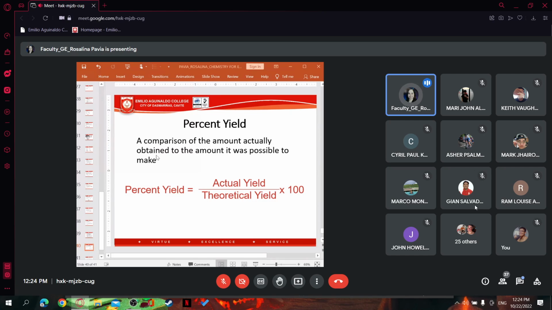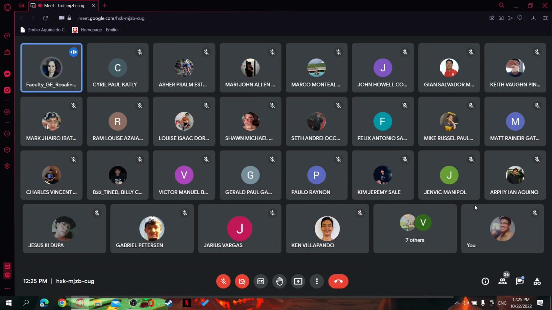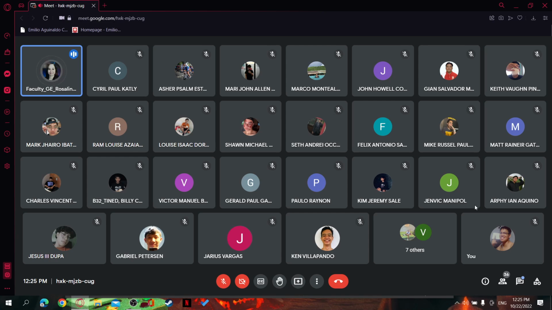Regarding percent yield and limiting reactant. Before that, isa pang example pala sa comparison ng formula in dimensional analysis.